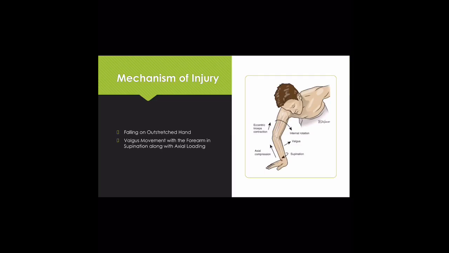Pathology is, and can only be, direct trauma. Trauma almost always involves subluxation or dislocation. Mechanism of injury is falling on an outstretched hand. It has to be in a valgus stress with the arm in supination with an axial load along with it.